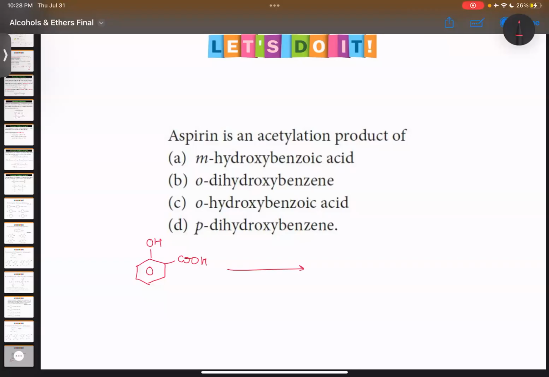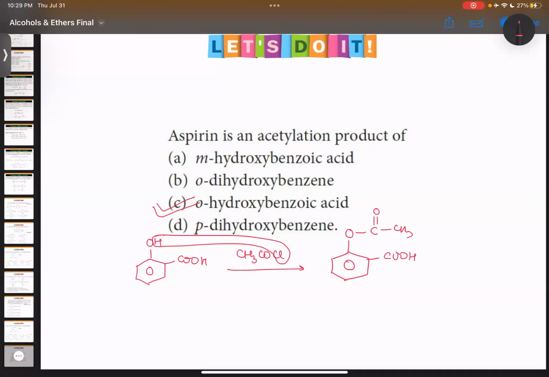So when you do the acetylation, it is orthohydroxybenzoic acid, or 2-hydroxybenzoic acid. Is it clear? Yes, sir. Okay, good.